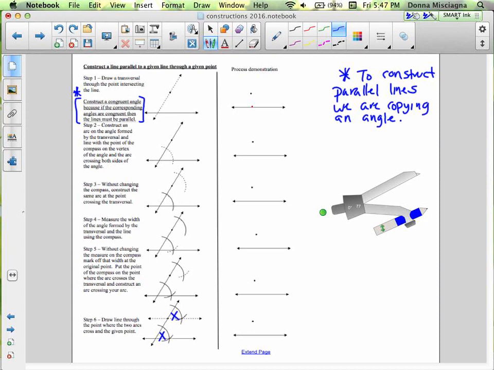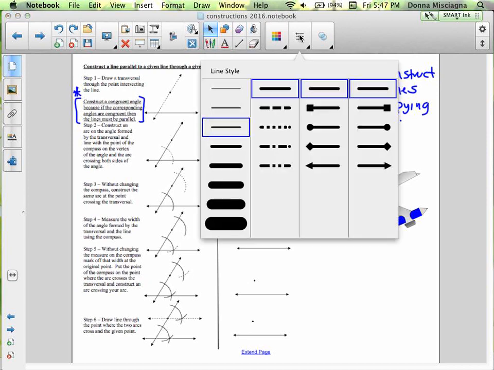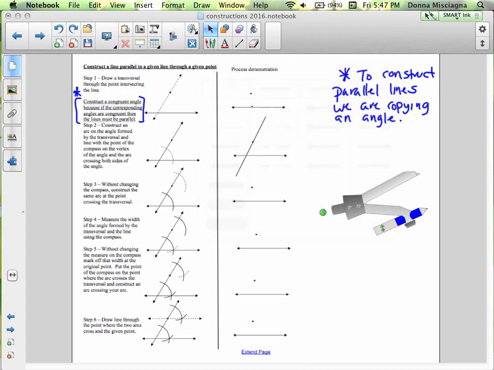Right? So we start off with just a line and a point. And our first step is going to be to draw, or use our rulers, our straight edges, to draw a line that's going to intersect the point and the line. I need to move mine. And I'm going to make that a skinnier line. Right, so just like that. Okay, so it has to intersect the point and the line.